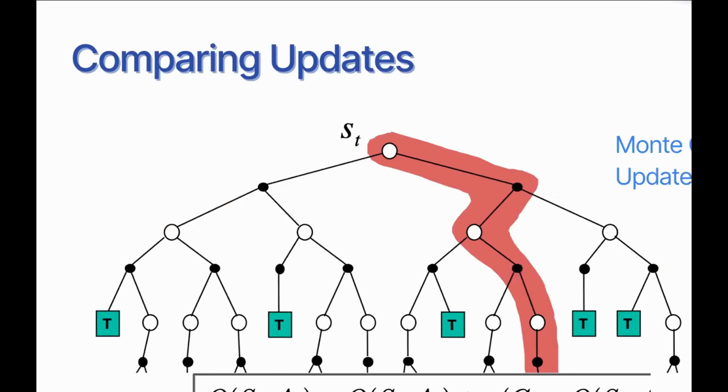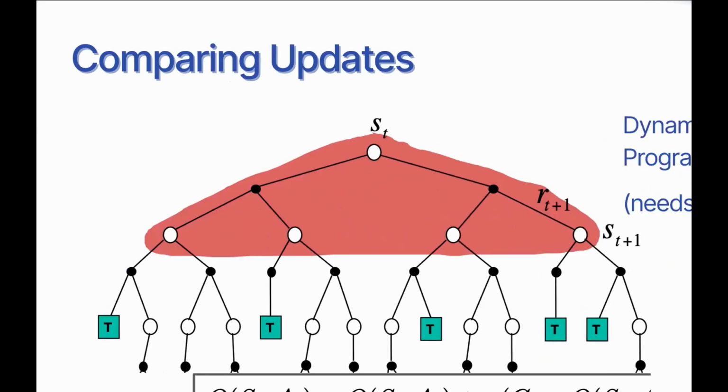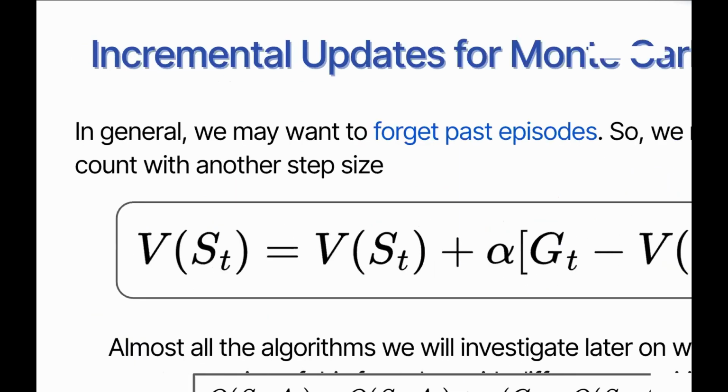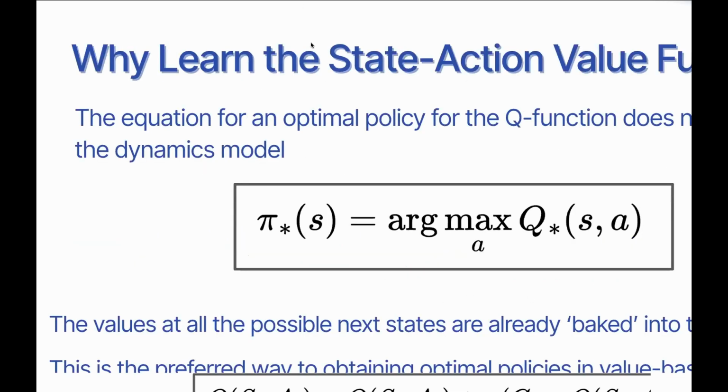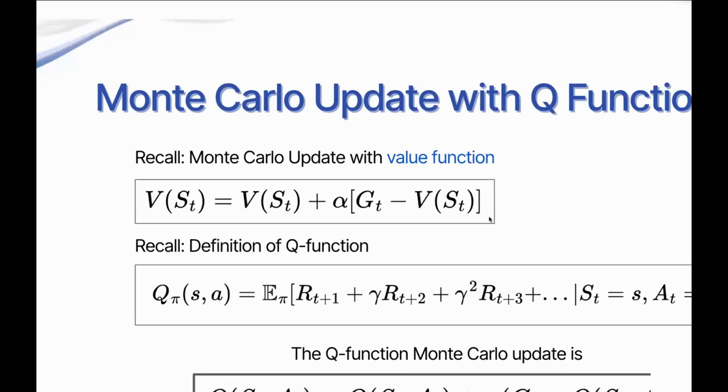Dynamic programming, Monte Carlo update, TD learning update. All right, different sort of levels of updates. This is the one for Monte Carlo, V for Monte Carlo. This is the equation for TD, one-step TD. This is how you pick the best policy according to the Q function and why you want to learn a Q function. And this is the Monte Carlo update with the Q function, right? Just replace it, right? You still use the return.